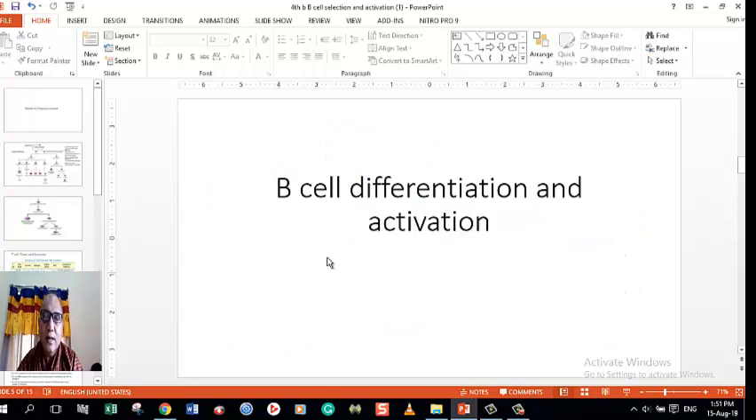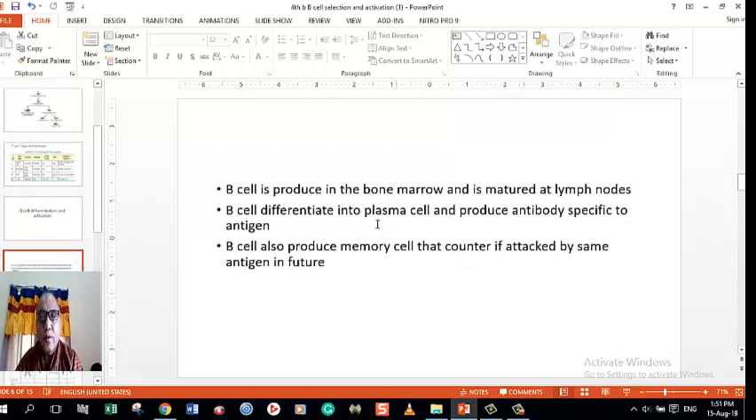Now we are going to look at the differentiation and activation of B cells. B cells are produced in the bone marrow, as you already know. Even the T cells are also produced in the bone marrow. The B cells, although produced in the bone marrow, move to the lymph node and get matured. The premature B cell moves out of the bone marrow and is matured at the lymph node.